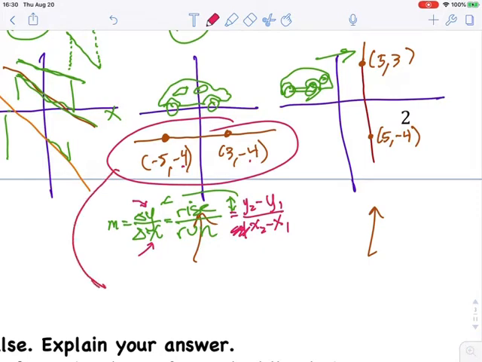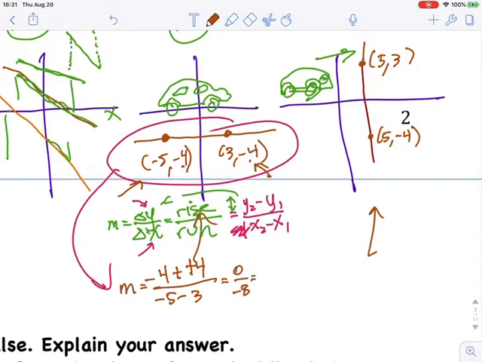So for this example, the slope is -4 minus -4, because that's the y value of this point, and we have -5 minus 3. If we recall, subtracting a negative is like adding a positive, so we have -4 plus 4, that's 0, over -8.